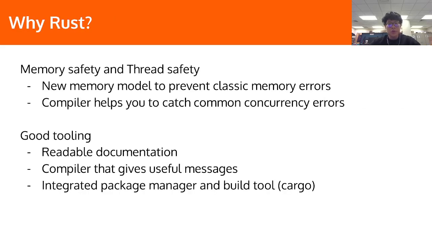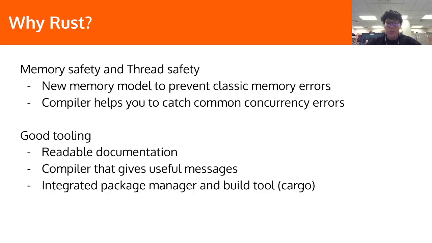So why do we choose Rust for this class? Rust is a fairly new language that has gained a lot of popularity in recent years, seeing adoption in a lot of big companies such as Cloudflare, as well as being used in the Linux kernel. Rust has some interesting features. I think the most important is memory safety and thread safety. Rust implements a new memory model called ownership. We'll learn more about this throughout the class, and it helps to prevent classic memory errors.